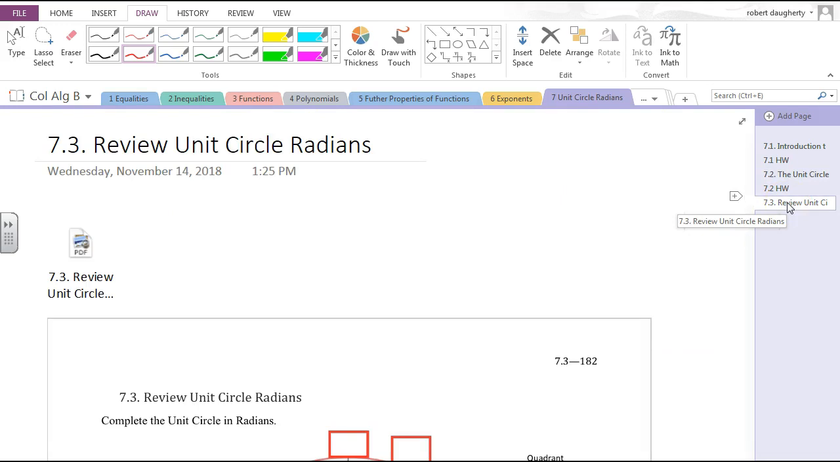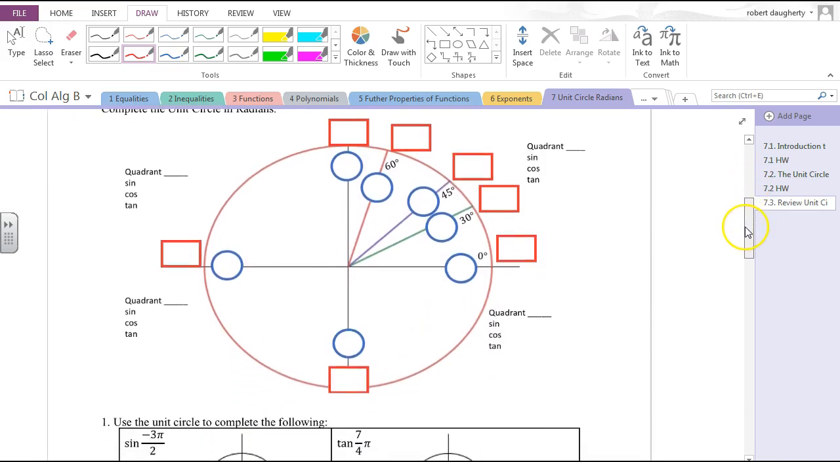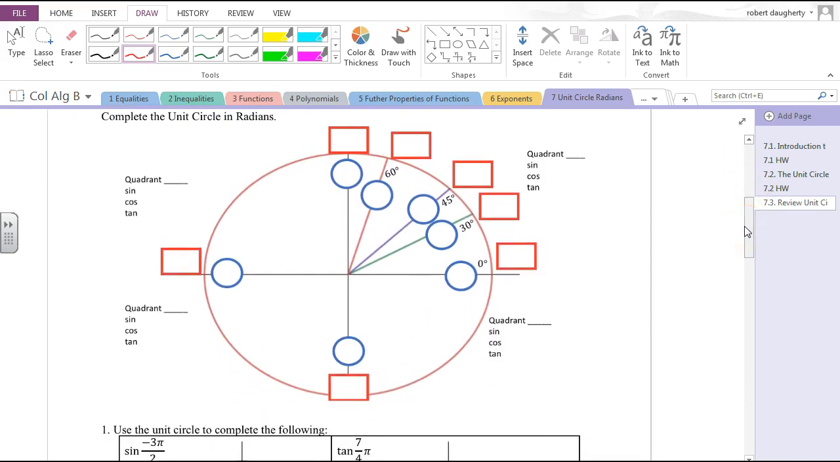Okay, this is our review for the upcoming quiz on the unit circle in radians. You should be quite familiar at this point with filling in the unit circle. So you can label the points at each of the quadrants. That's (1, 0), (0, 1), (-1, 0), and (0, -1). And then in radians, that is 0 radians.